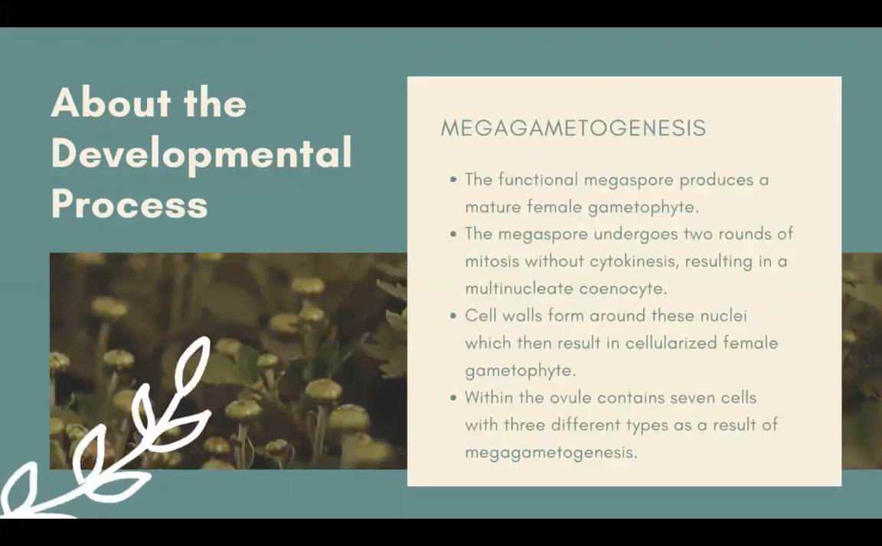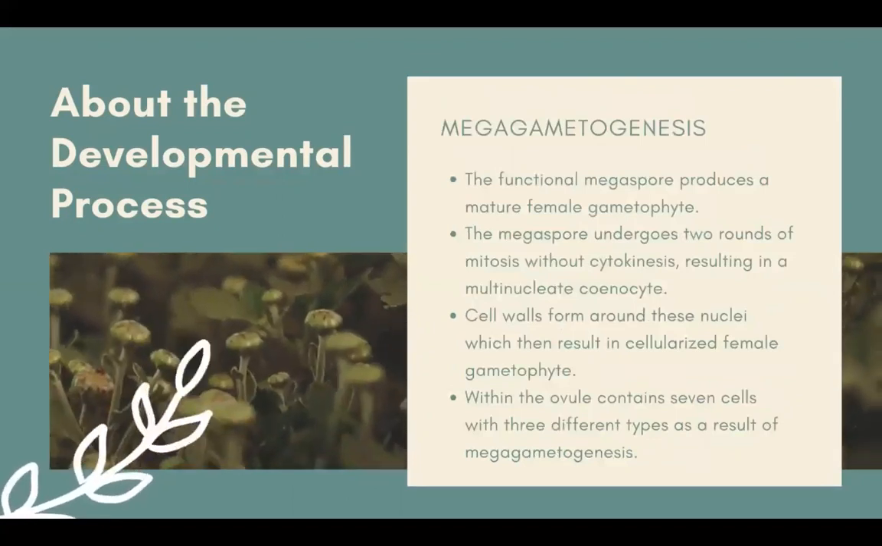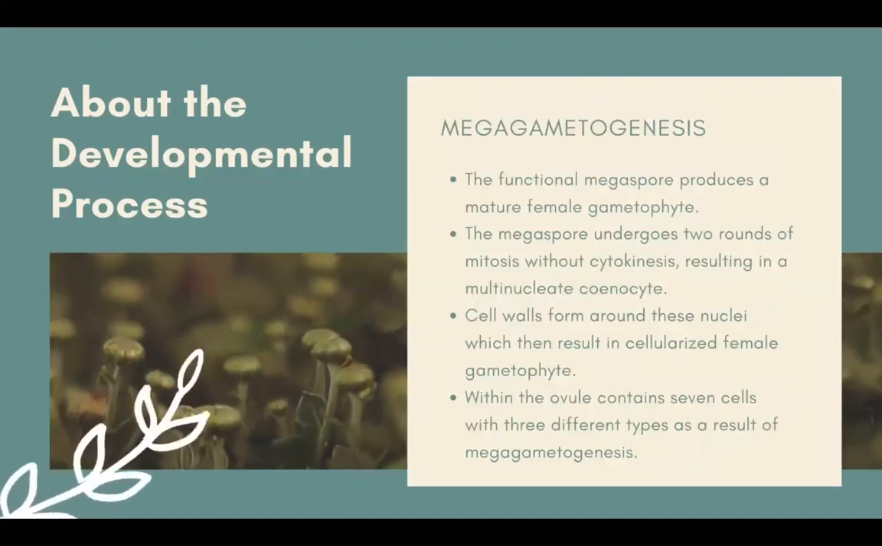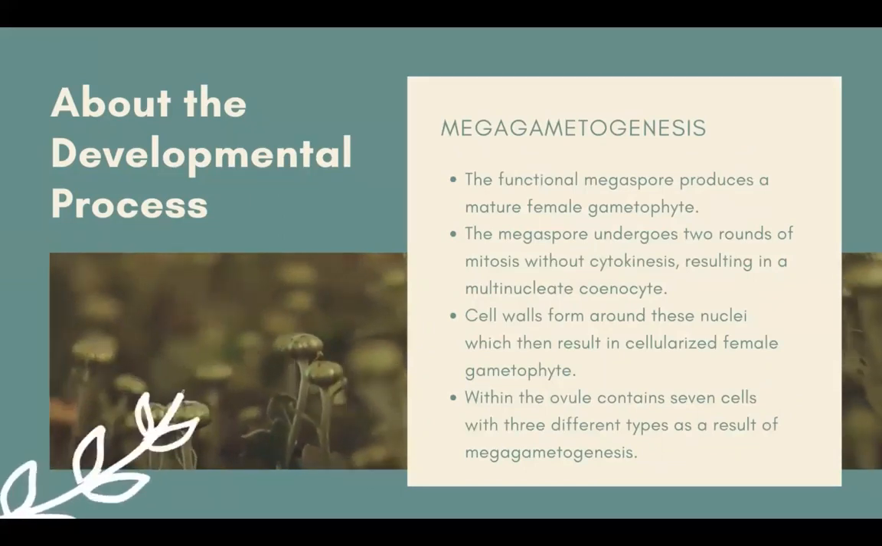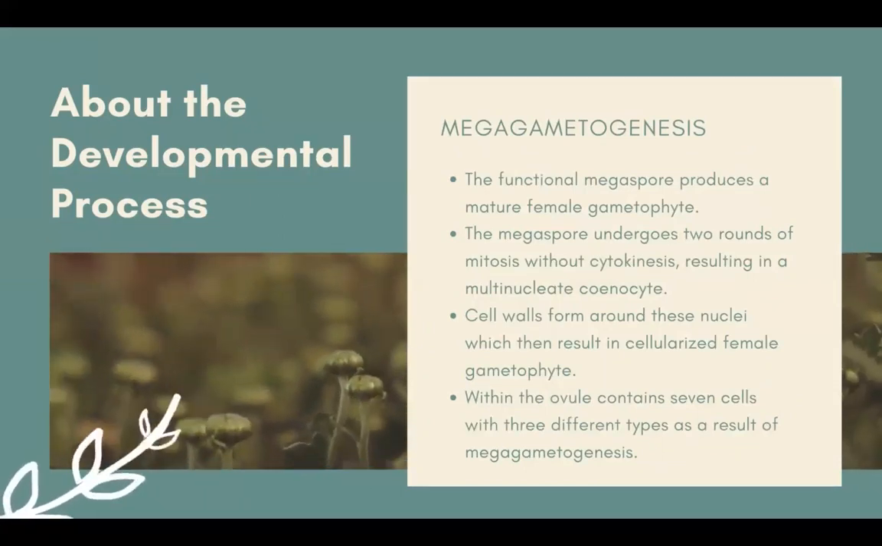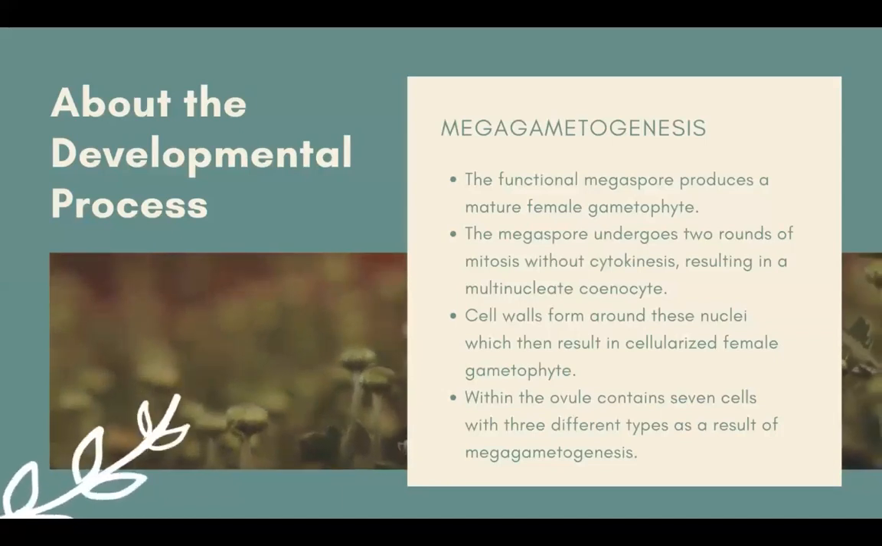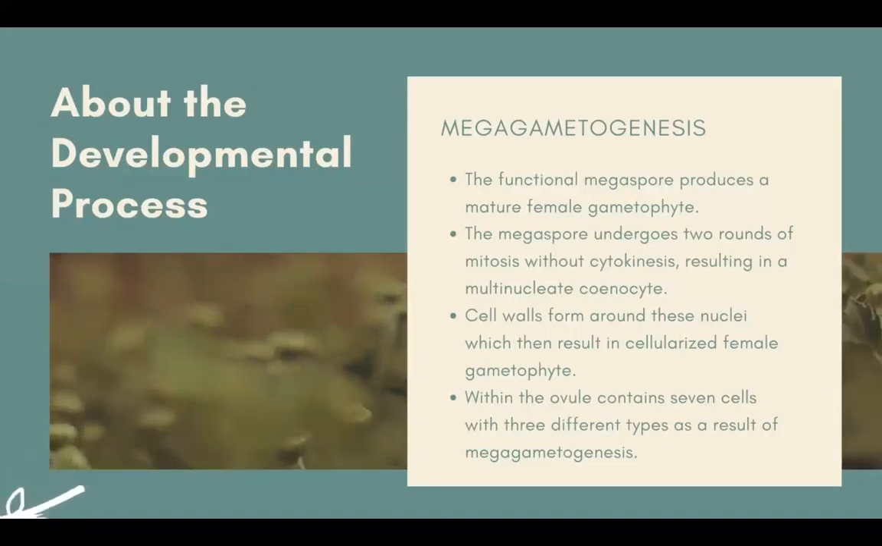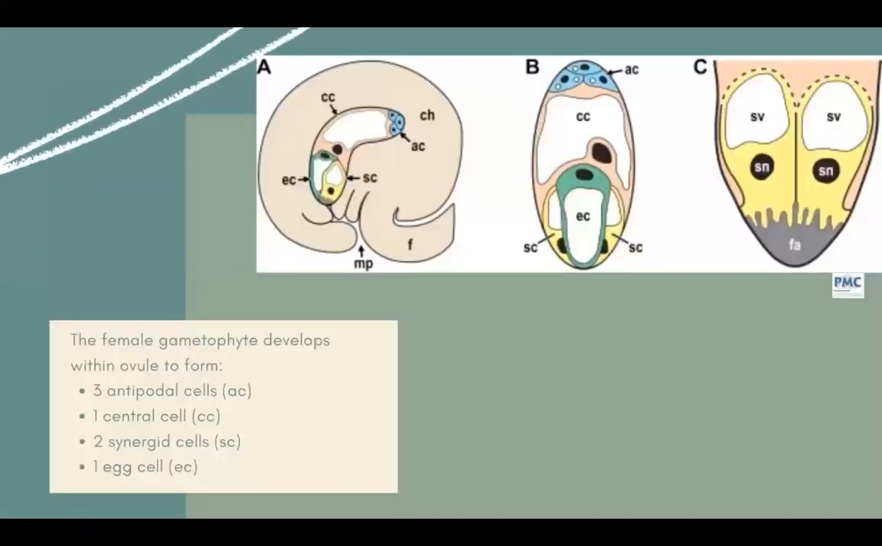In megagametogenesis, the functional megaspore produces a mature female gametophyte. That megaspore undergoes 2 rounds of mitosis without cytokinesis, resulting in a multinucleate coenocyte. Cell walls form around these nuclei, which results in a cellularized female gametophyte. The ovule contains 7 cells of 3 different types as a result of megagametogenesis. So here we have the female gametophyte that develops within the ovule to form the 3 antipodal cells, the 1 central cell, 2 synergid cells, and 1 egg cell, shown in the photo above.